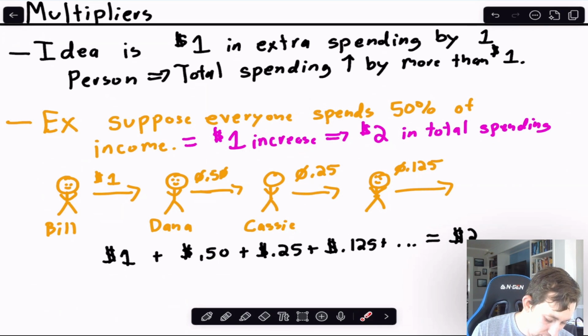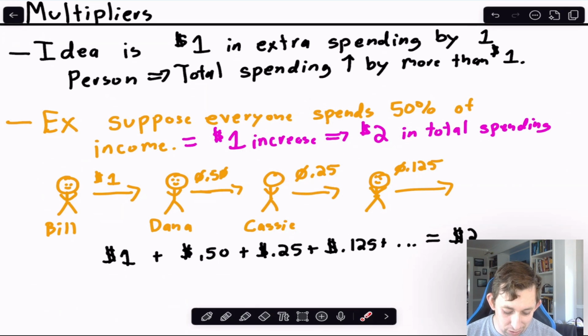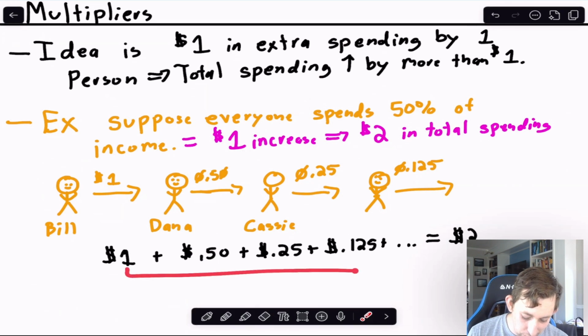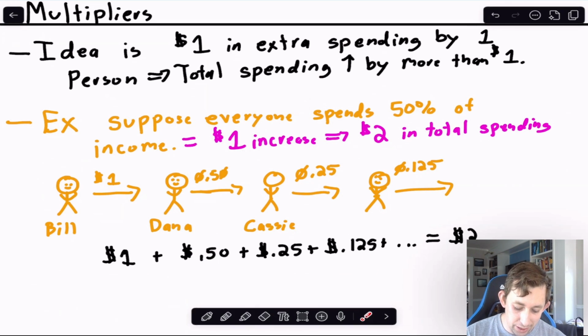Because what happens is Bill gets his dollar, maybe he spends it at Dana's store. Dana has that extra dollar, she's going to spend 50% of it and save the other 50% of it. Maybe she pays her worker Cassie. Cassie takes that extra 50 cents and she spends half of it, or the 25 cents, at a different store. And it just keeps going where people spend half their extra income with someone else, or they give it to someone else. And if you added up all those additional spendings, you would get 1 over 50%, or $2.